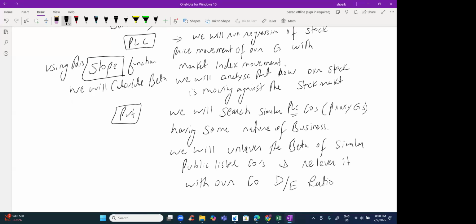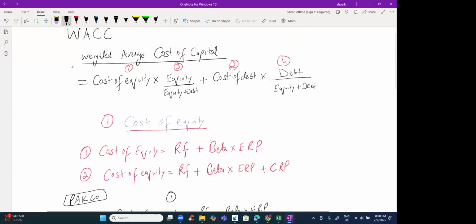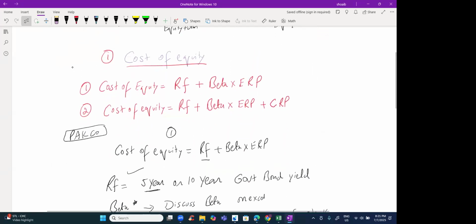Okay. So let me explain. We are studying cost of capital, WACC. Number one is cost of equity. We have to calculate cost of equity, we have to calculate cost of debt, then we will calculate the weight of equity, the proportion of equity. Then we will calculate the proportion of debt. Okay, sir. Let's start with cost of equity.